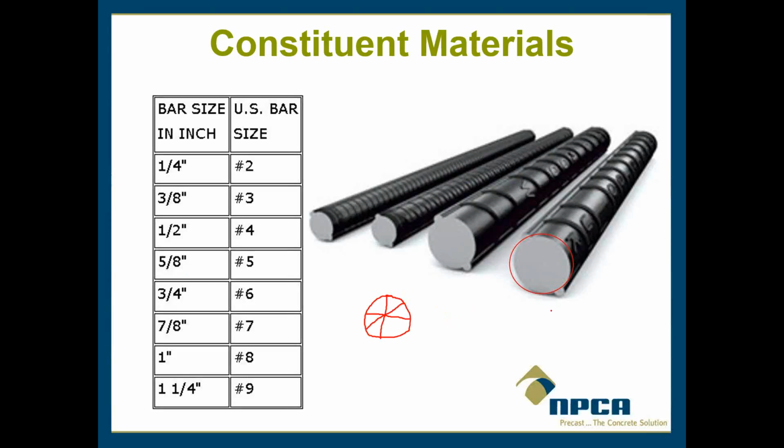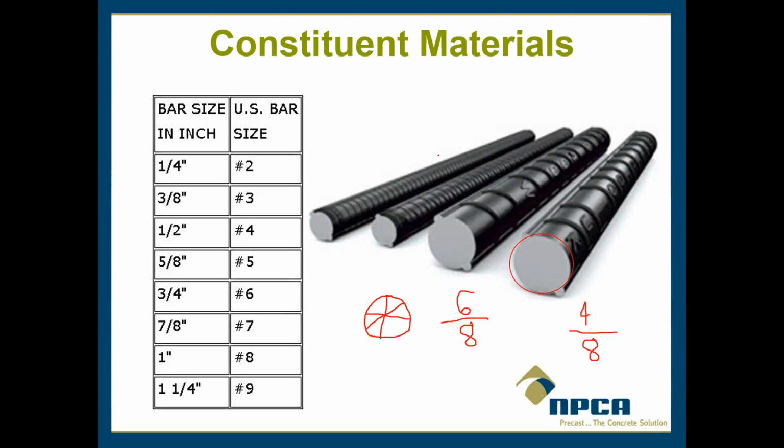So how do these two numbers relate? Well, the bar size, if you divide it by 8, is that many 1/8 of an inch in diameter. So a number 6 bar is 6/8 of an inch in diameter, which is 3/4. A number 5 bar is 5/8 in diameter. A number 4 bar is 4/8 or 1/2 an inch in diameter.